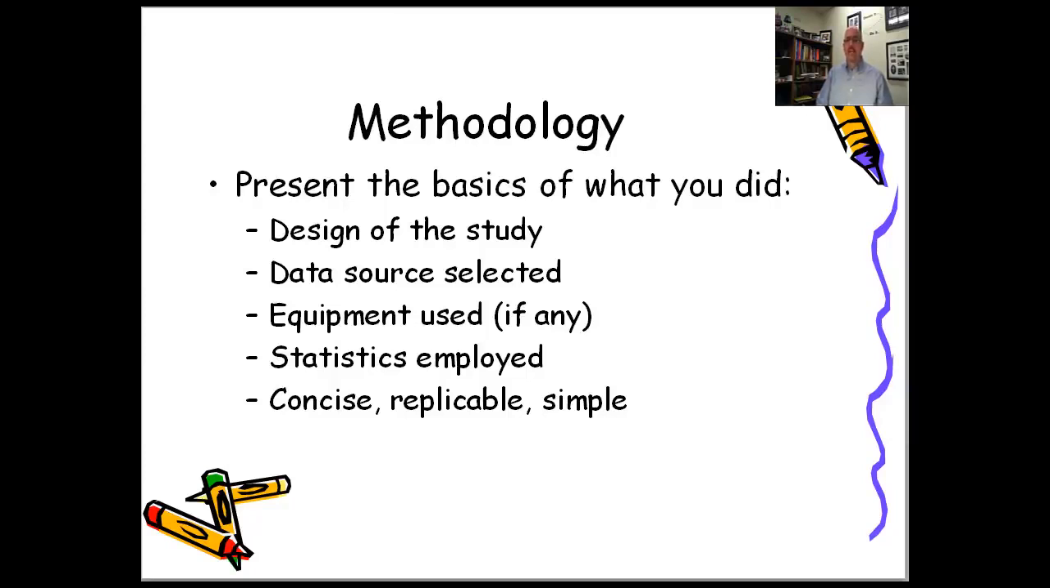The methodology is the next section, and that's the basics of what you did. Talk about the design of the study, talk about the data sources that you used, talk about the equipment that you used, talk about the statistics that you were going to use. The methodology should be concise, it should be easily replicated. So the reader should be able to read through your methodology and think, oh, I could do that, and follow each step to be able to replicate your study.